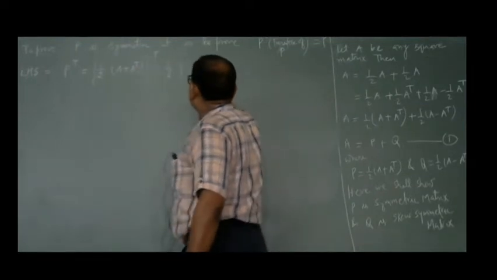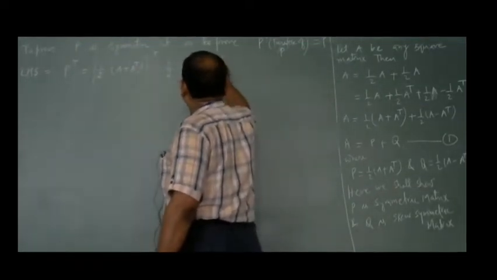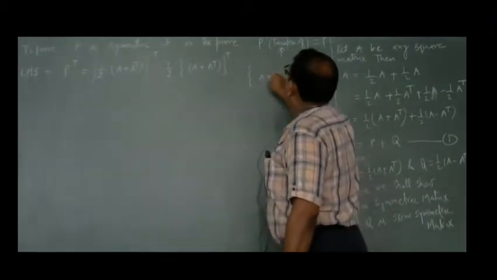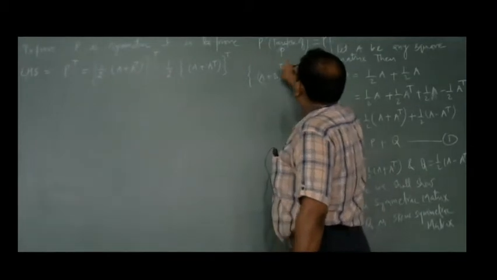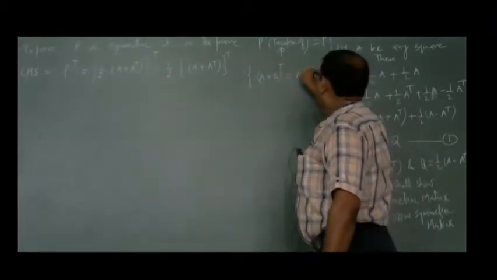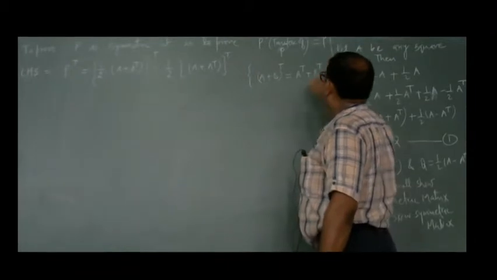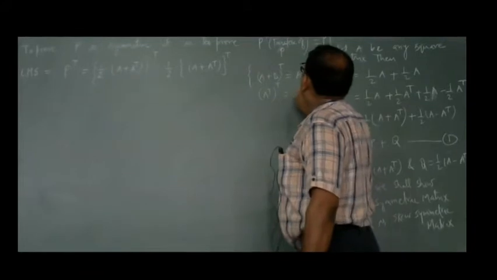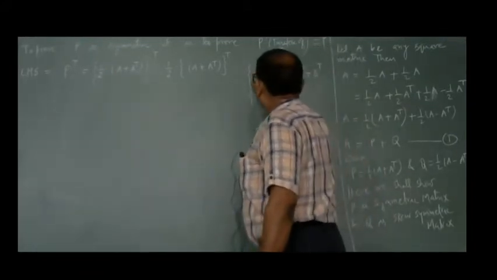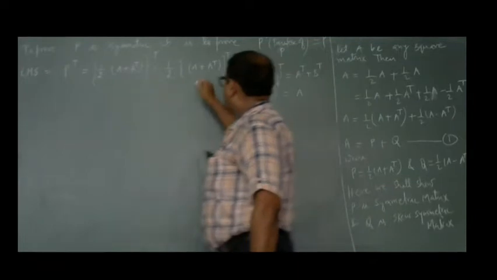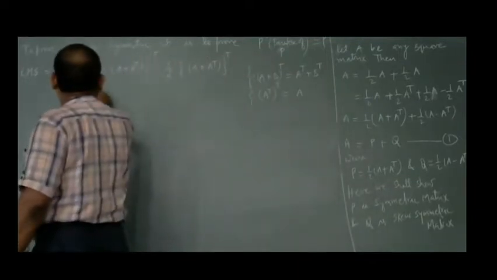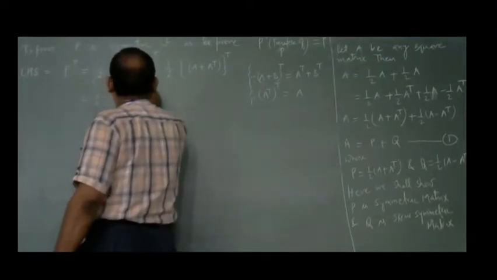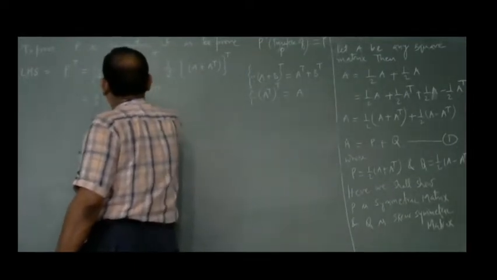Now we have to find A plus A transpose, whole transpose. And you know well, if A and B are two matrices, then the transpose of A plus B is equal to A transpose plus B transpose. It is also well known that A transpose transpose is equal to A. So these two results give us P transpose equal to half, and this is A transpose plus A transpose transpose.